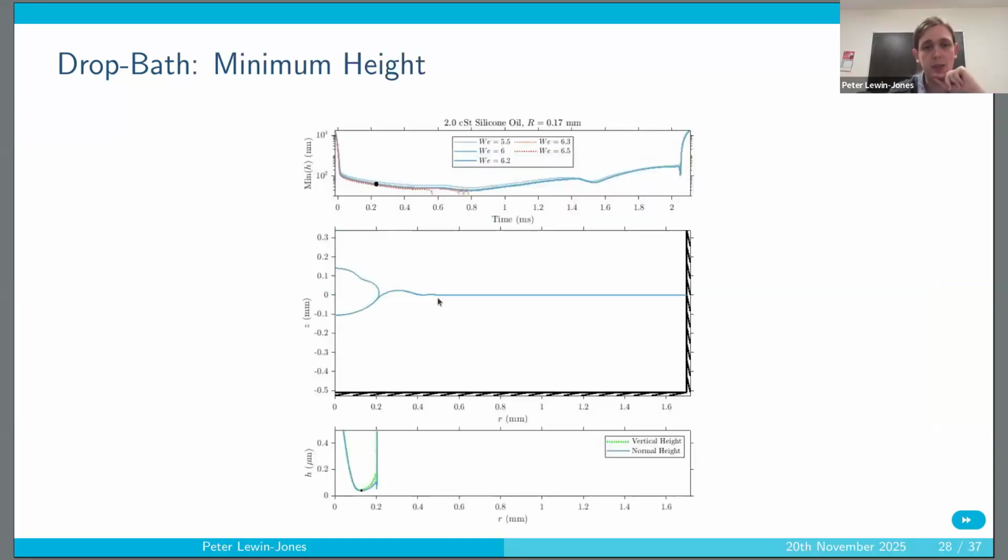So here's that same simulation, but plotting what the actual simulation looks like in the curved coordinate system. What I'm plotting in the middle is the macroscopic view. What I'm plotting below is the height of the gas film. The solid line is what I'm actually solving for, this normal height. The green dashed line was that incorrect vertical height, and you can see at key moments that's quite different to this normal height. And then what I'm plotting at the top here is the minimum film thickness. These red dashed lines are slightly higher speed simulations where the drops actually merge rather than bounce.